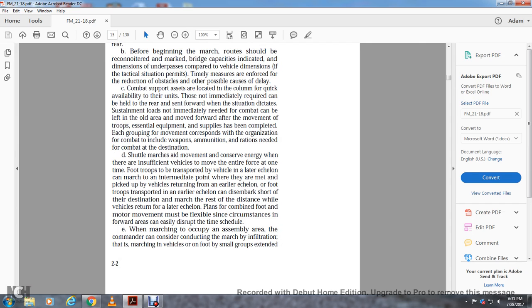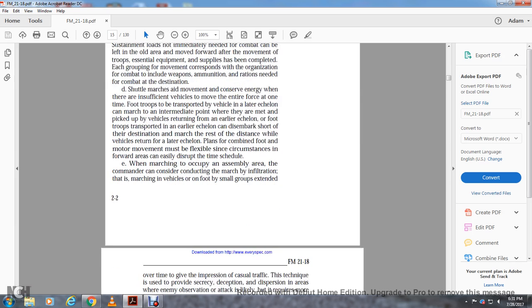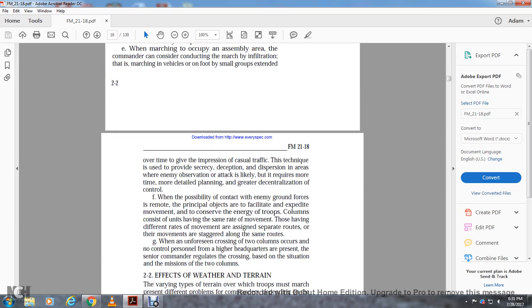When marching to occupy an assembly area, the commander conducts the march by infiltration, with the marching of vehicles or on foot in small groups extended over time to give the impression of casual traffic. The technique is used to provide secrecy, deception, and dispersion in areas where enemy observation or attack is likely. It requires detailed planning and greater decentralization of control.